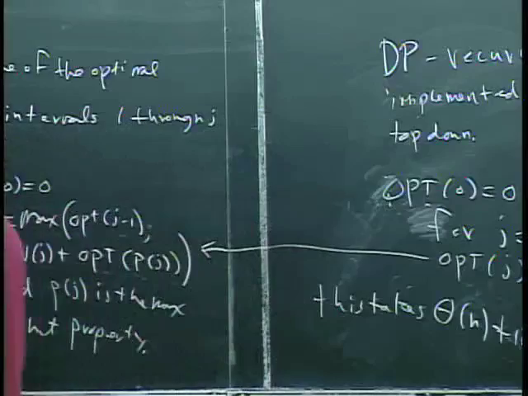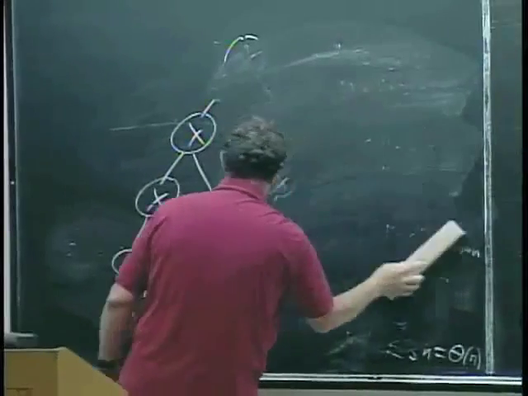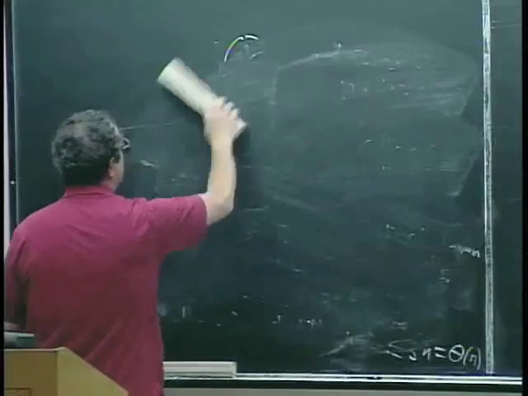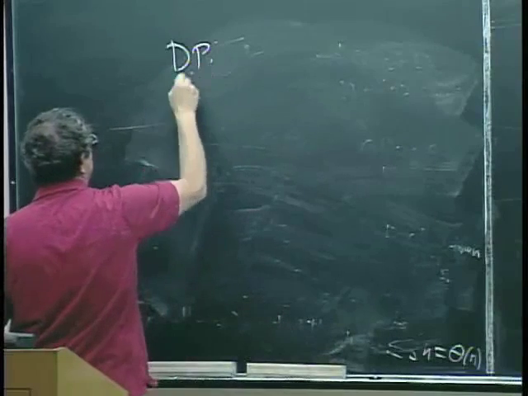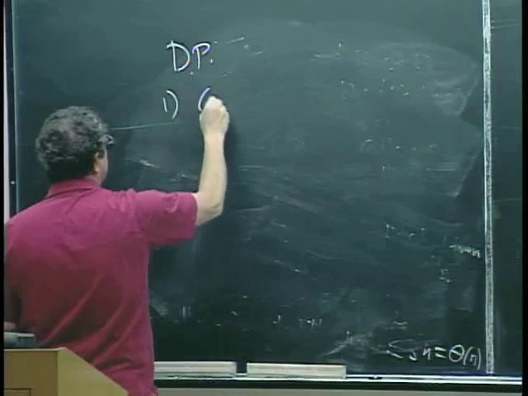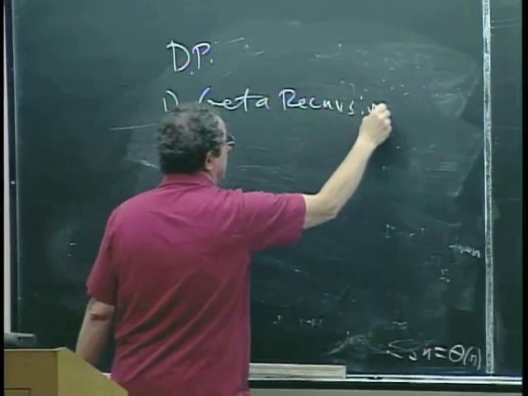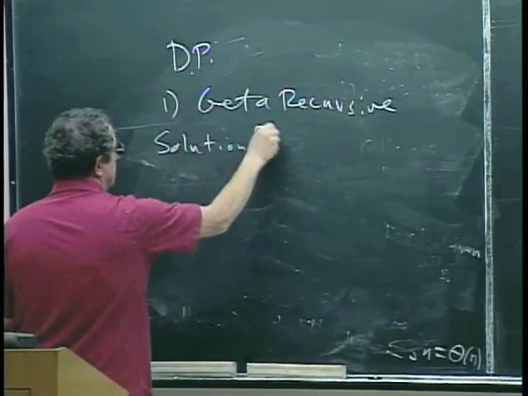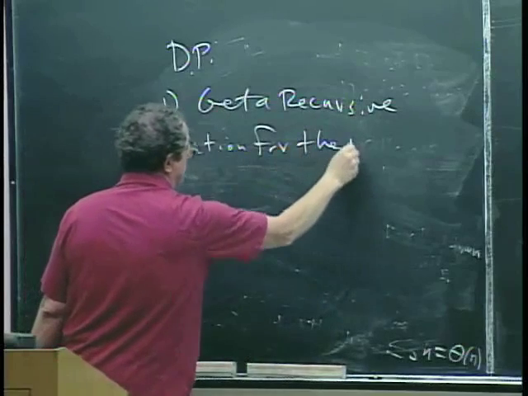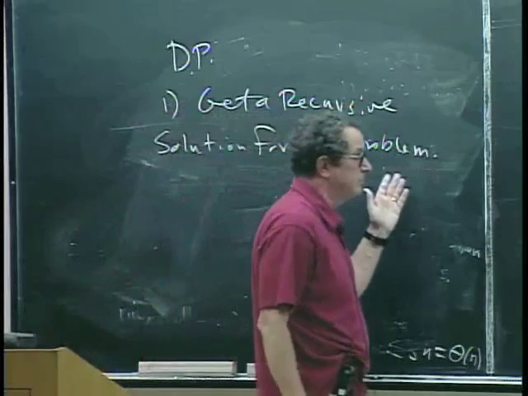The first one is that you think about the problem recursively, and you come up with some recursion. So step one is to get a recursive solution for the problem. Okay, and that's really the most important.